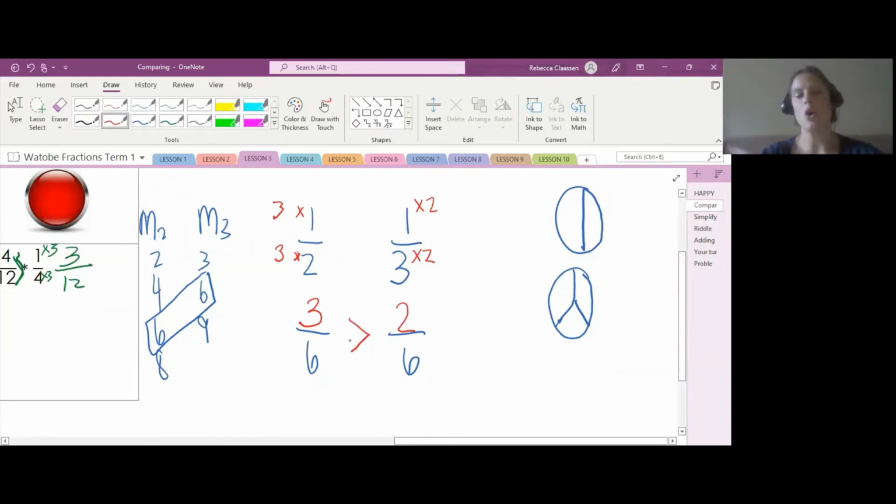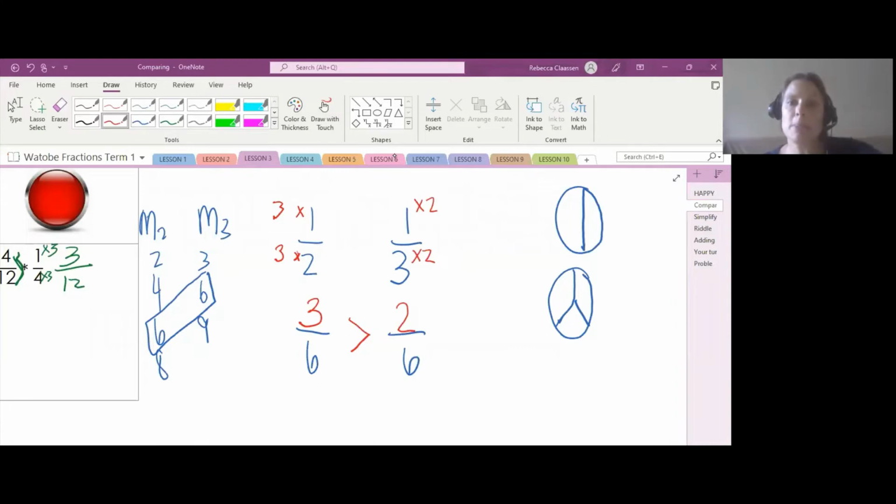Okay, so the whole reason why I'm changing my denominators is because I want to be able to compare, and it's too difficult to compare them when my denominators are different. So I need to get the denominators the same and then I can compare them. To do that, I'm going to look at the lowest common multiple to make a new denominator.